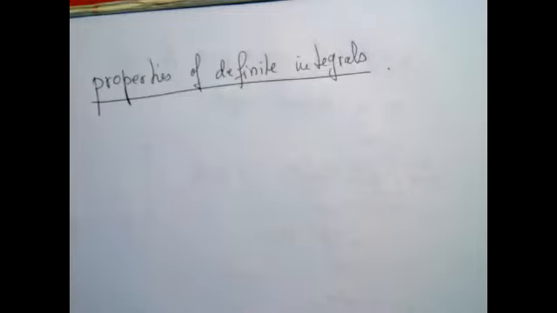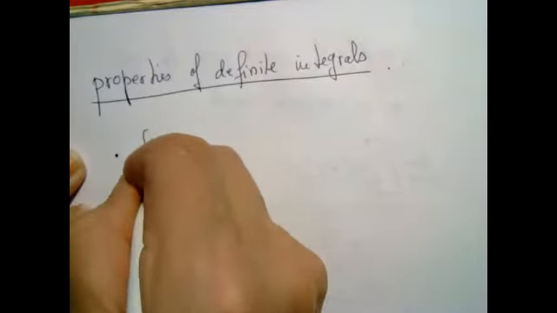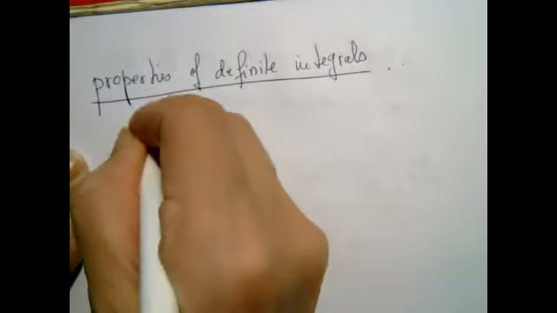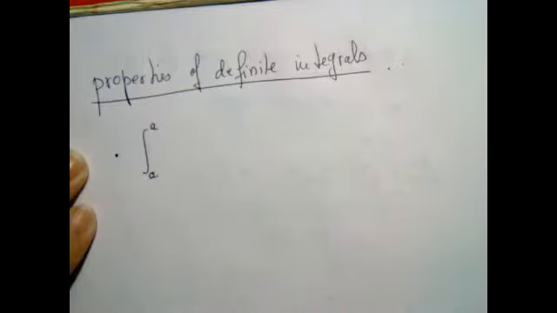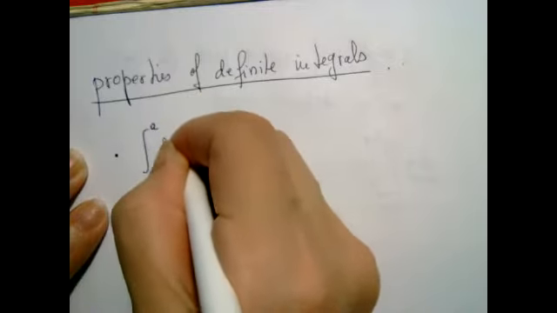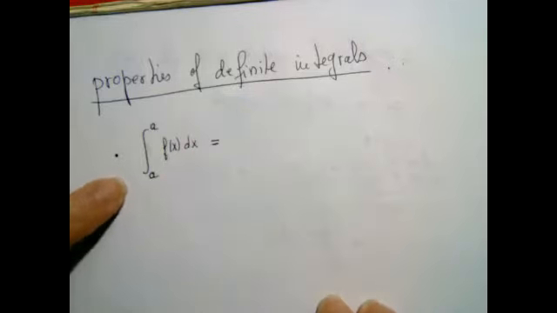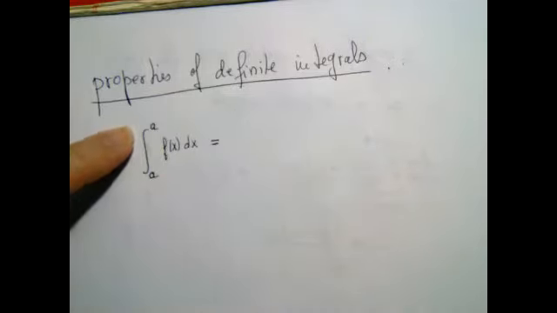Okay, properties of the definite integral. First, suppose I see the integral from a to a of f of x dx. So the upper limit and the lower limit are exactly the same. What is this integral?